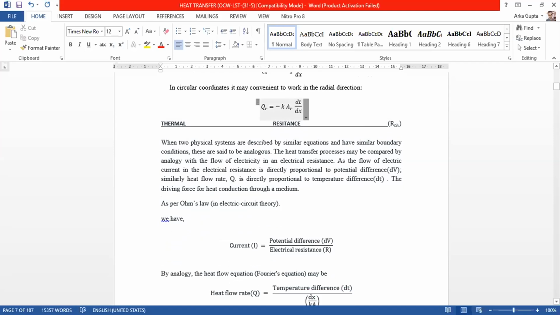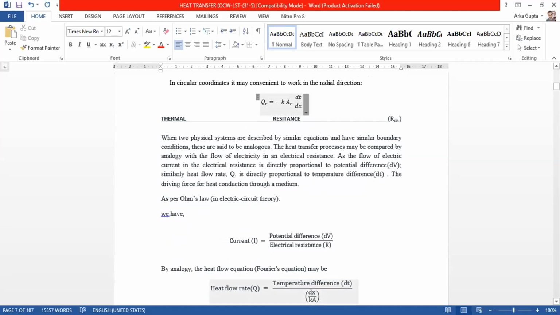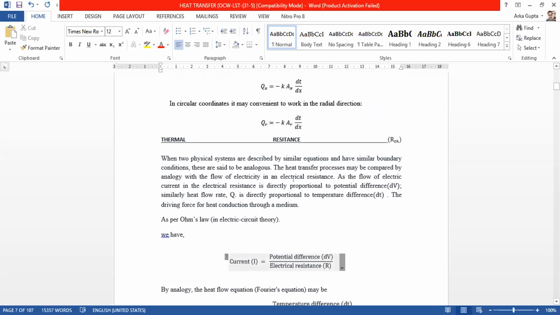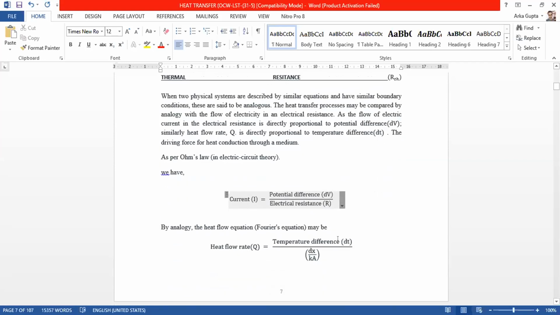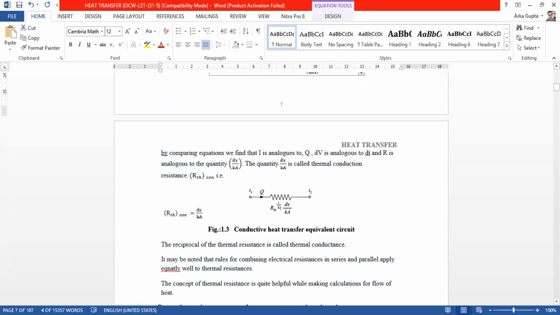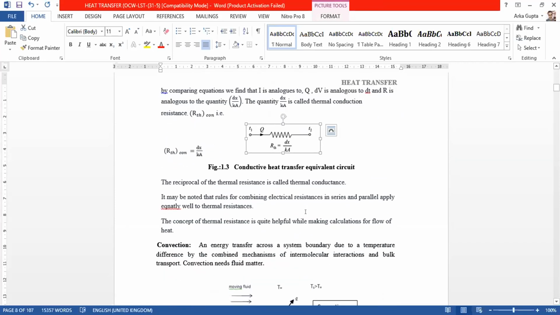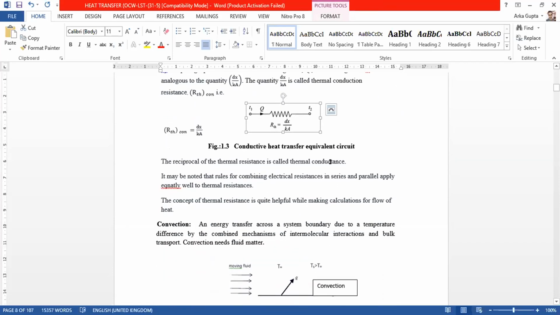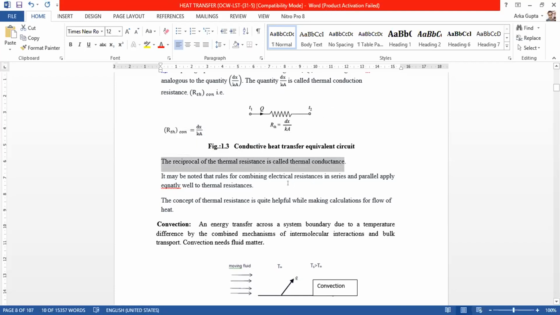See, from this equation, it can be changed to this. So dT divided by dx by kA. Now if we rearrange this equation, Q equals dT over dx by kA. So dx by kA is analogous to electrical resistance. The reciprocal of the thermal resistance is called thermal conductance. The reciprocal of thermal resistance dx by k is kA by dx, and that will be the thermal conductance. It may be noted there.